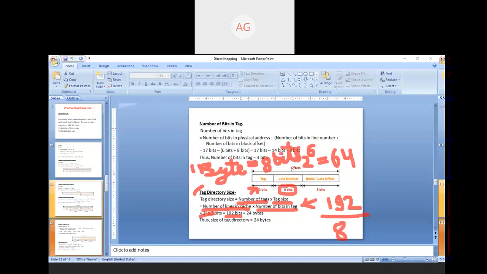So in order to solve it using the byte unit, we need to divide it by 8. So the answer is 24 bytes. So the size of the tag directory is 24 bytes. So now you understand how we did the tag directory size.